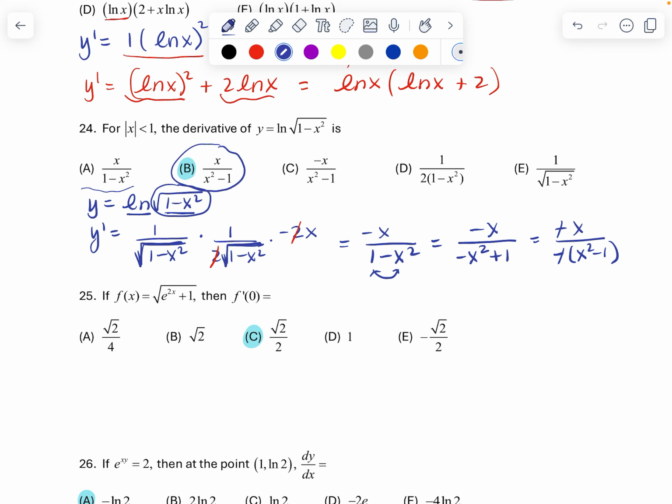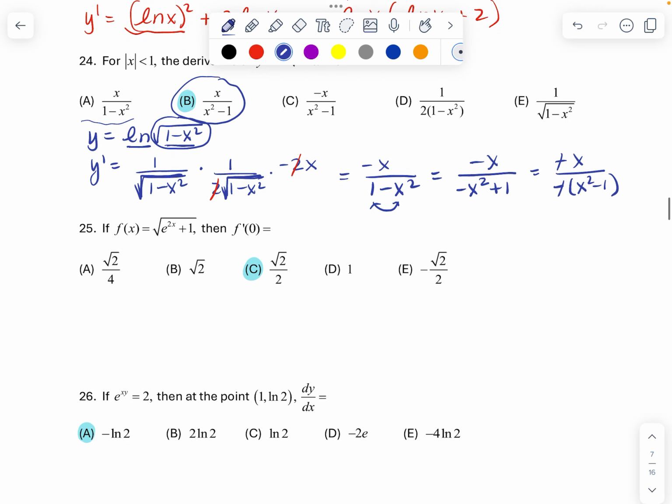So I don't think the calculus of this one was that bad. I really think the algebra simplification was kind of annoying though.